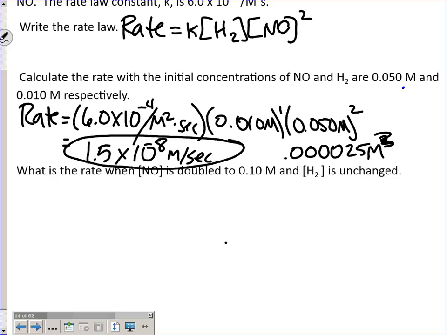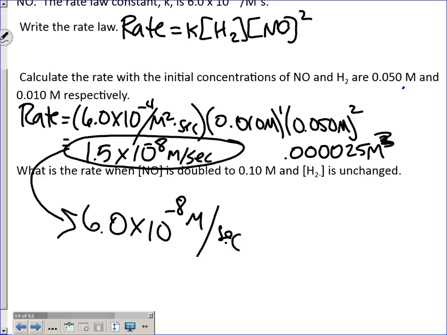All right, so what would happen if NO is doubled? What's going to happen to the rate? It's going to quadruple because it's 2 squared. And if this is left unchanged, meaning nothing happens, what should happen to our rate? Just simply quadruple. So what is that quadrupled? 1.5 times 4 is 6, so 6 times 10 to the negative 8 molar per second.